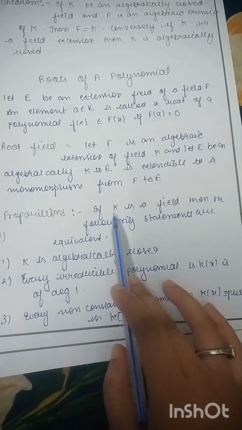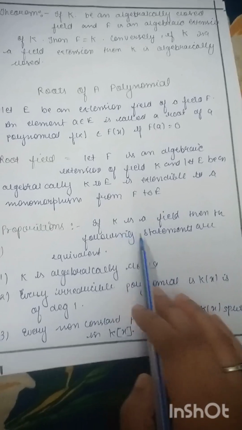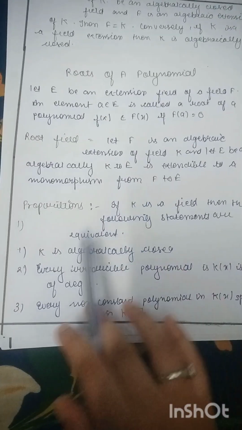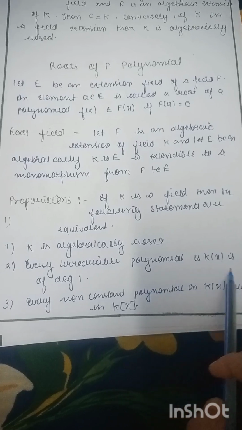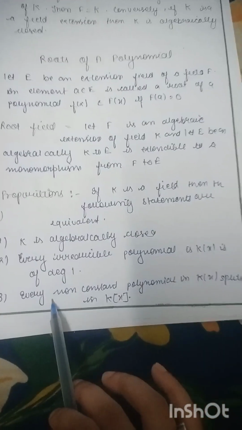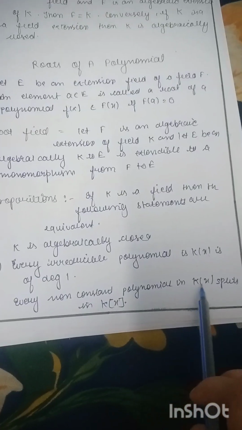Properties: if K is a field, then the following statements are equivalent. K is algebraically closed. Every irreducible polynomial in K[x] is of degree 1. Every non-constant polynomial in K[x] splits in K[x].